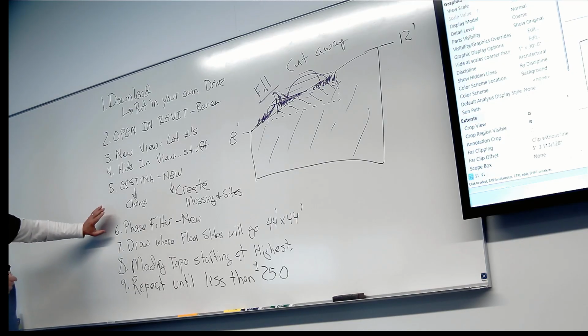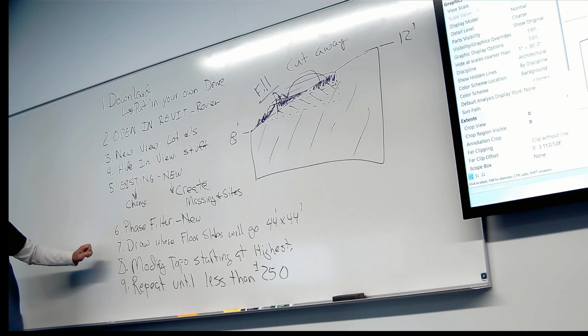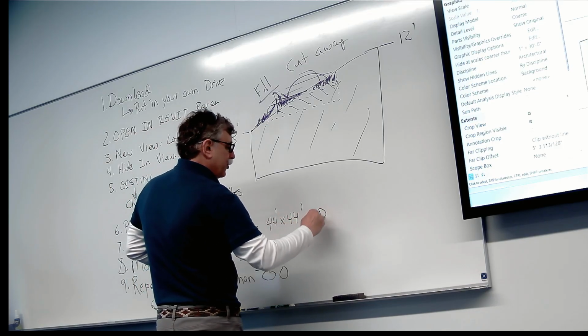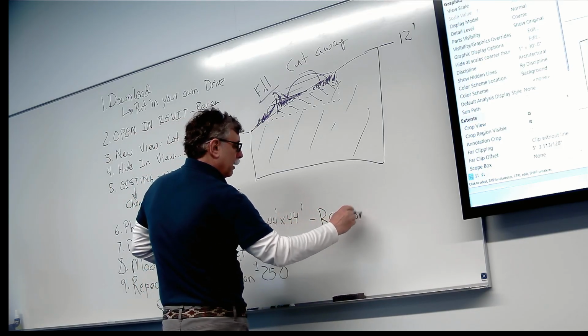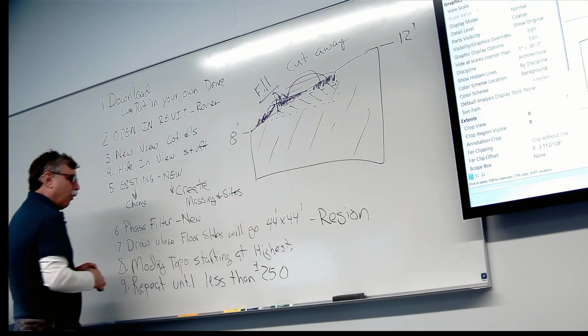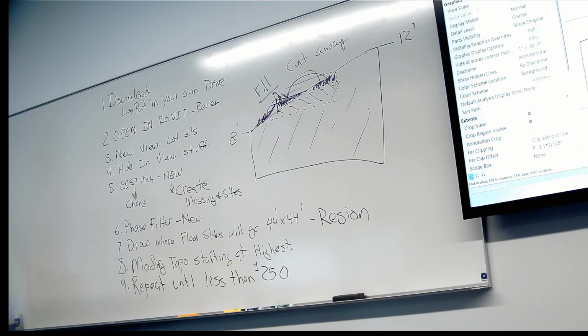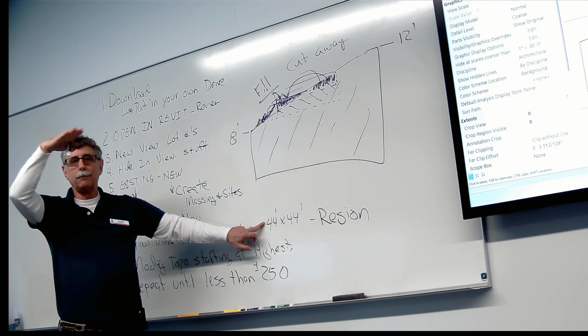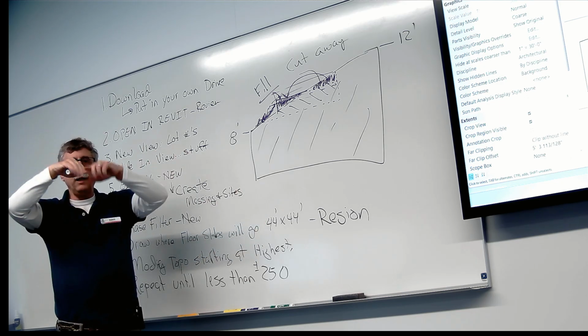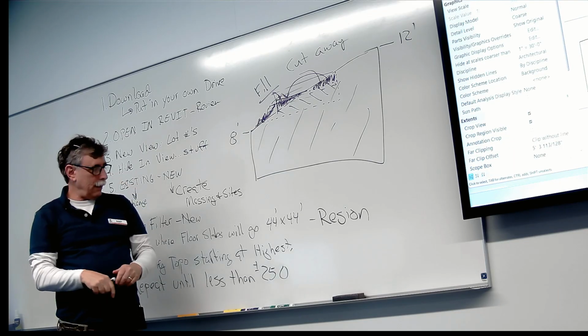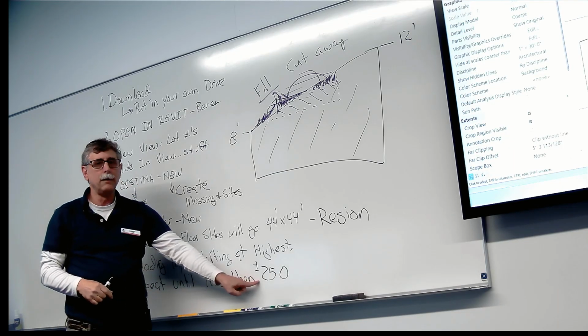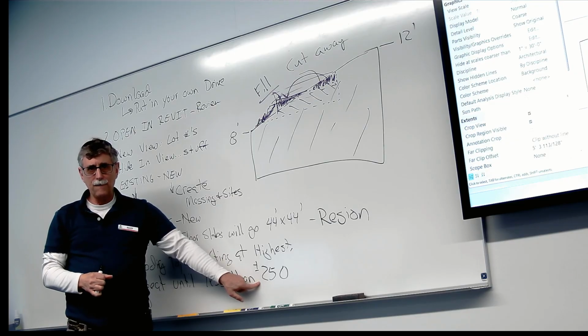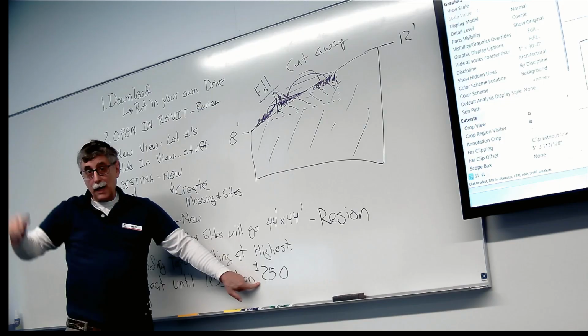Okay. Once you've got it, draw where the floor slabs go. That's a region. 40 foot by 44 foot by 44 foot. And then start modifying the topo solid, starting at the highest point, and then just slowly keep lowering it until you get to your target, plus or minus 250. If you overshoot, go back up.